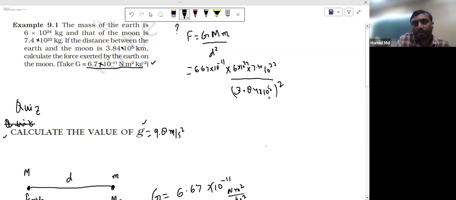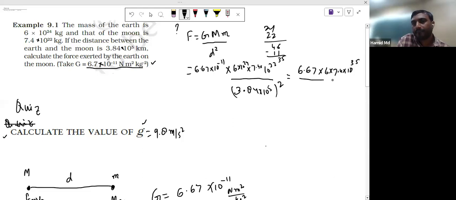So this is 10 to the power 5 into 10 to the power 5. First I will write it: 6.67 into 6 into 7.4 into 10 raised to the power minus 11. 24, 22 is 6, 4, 46 minus 11. So minus 11 will be 5, 3, 35, right? So it will be 10 to the power 35.